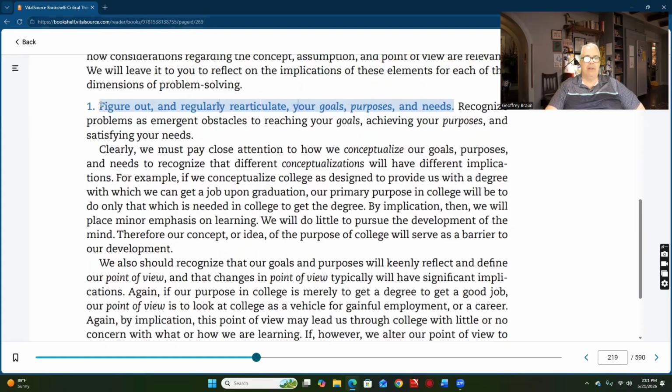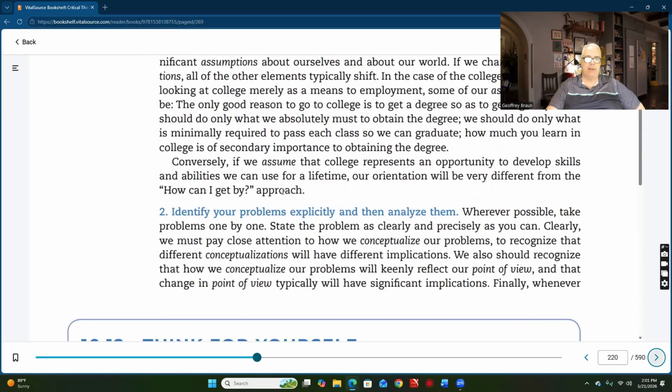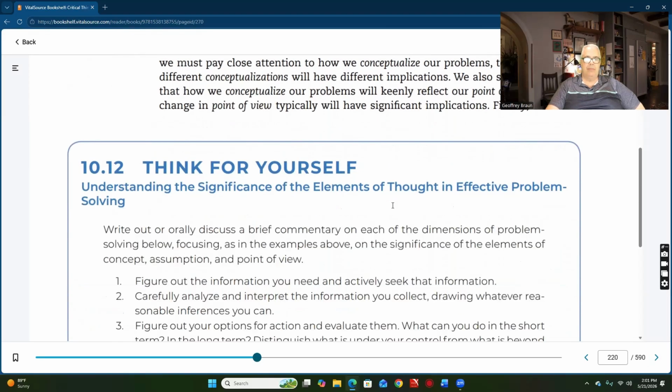Yeah, come on. Now we're repeating ourselves, right? Which, I mean, that's learning. Identify your problems. There's that key word, explicitly, right? Analyze them.